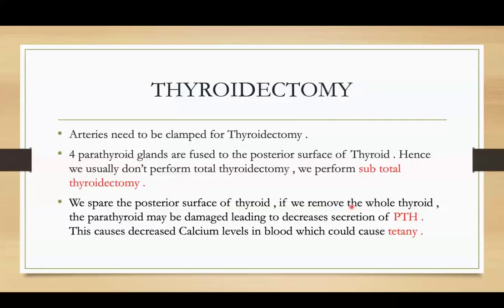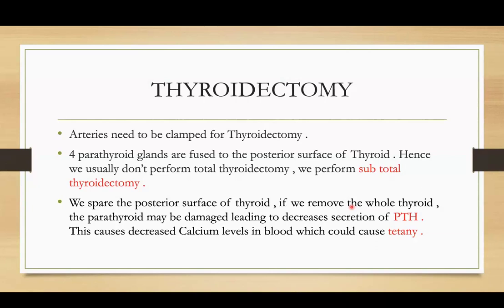Okay, now the thyroidectomy is basically a procedure that involves removal of the thyroid gland, or at least a part of the thyroid gland. So obviously arteries need to be clamped for the thyroidectomy. There are four parathyroid glands, which are fused to the posterior surface of the thyroid, so they're connected to the thyroid. And hence, we don't usually perform a total thyroidectomy, which is complete removal. We usually perform subtotal thyroidectomy, which is partial removal. We spare the posterior surface of the thyroid.